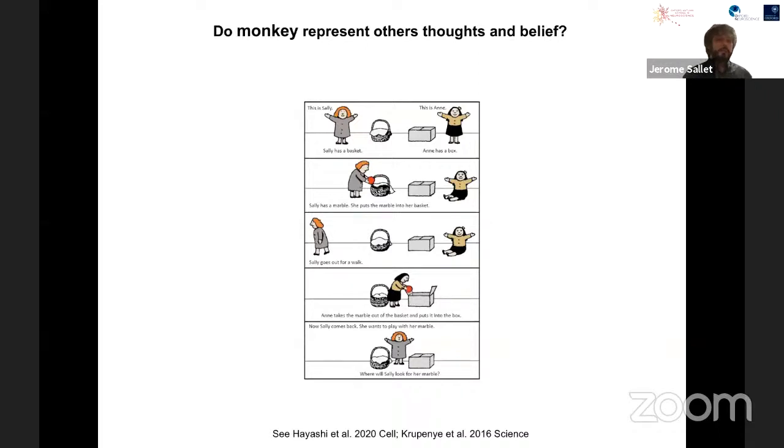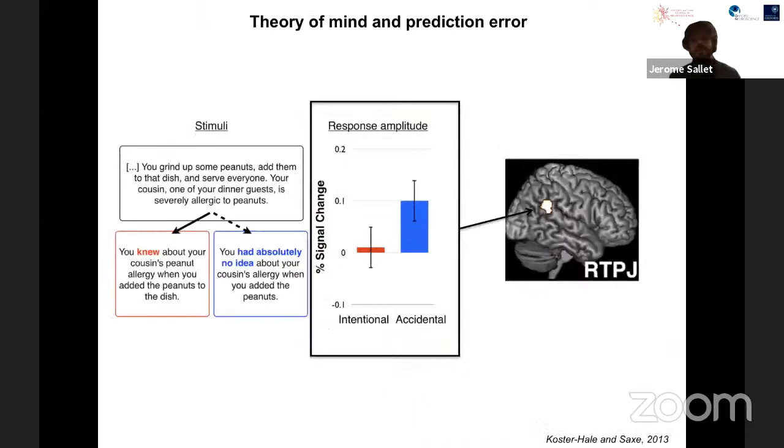And we went to find some inspiration from computational neuroscientists, especially from the work of Rebecca Saxe, who thought that mentalizing ability and what's happening in the TPJ should be or could be interpreted within a predictive coding framework. And this is an example from one of her experiments in which they ask subjects to read stories. The first part is setting up the stage here. You read the story about how you grind up some peanuts, you add that to the dish, you serve everyone, but one of your guests is allergic to peanuts.